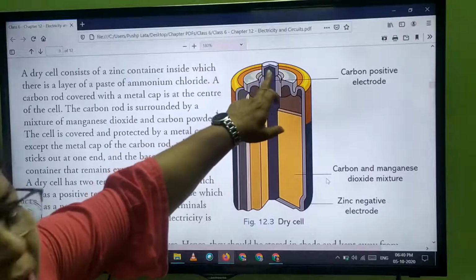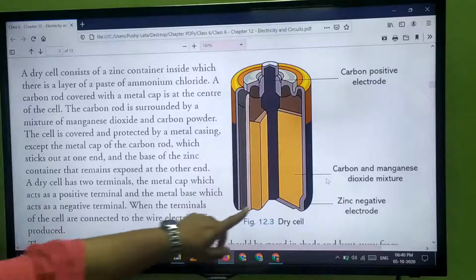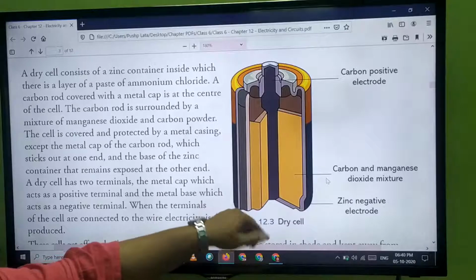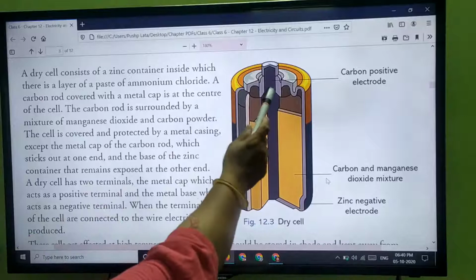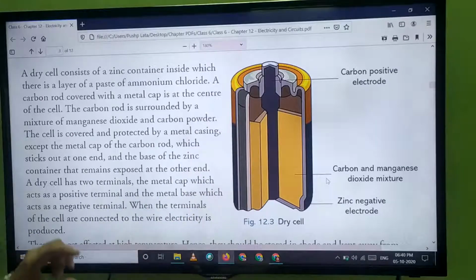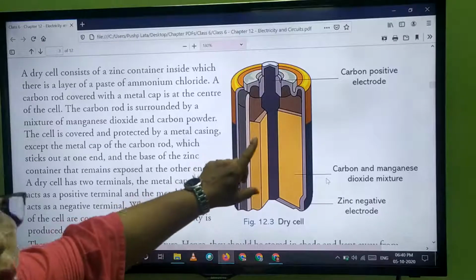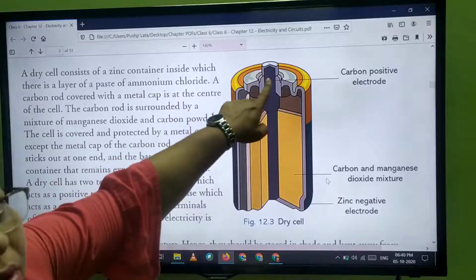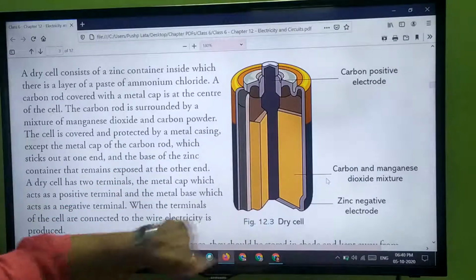As you can see, it is being seen outside from the cell, and the other end is this one. It is not touching the base of this case. It is a little bit lifted up. Now these two parts act like two terminals, positive and negative. The metal cap acts like a positive terminal, and the lower part acts like a negative terminal.